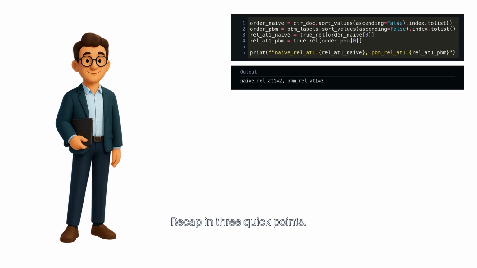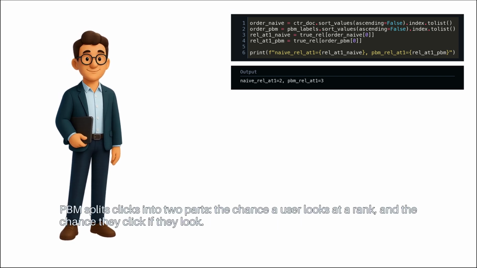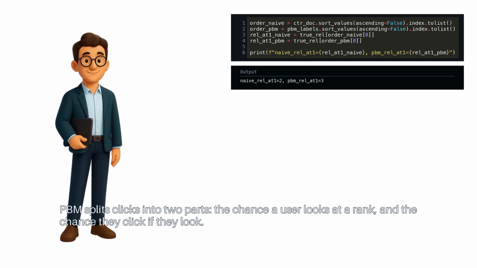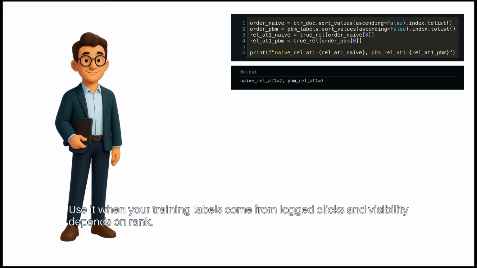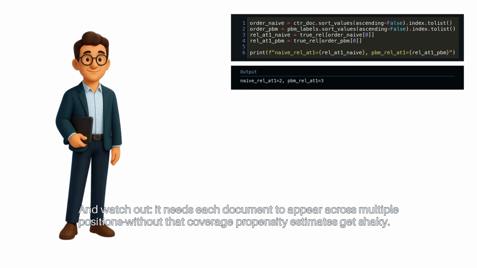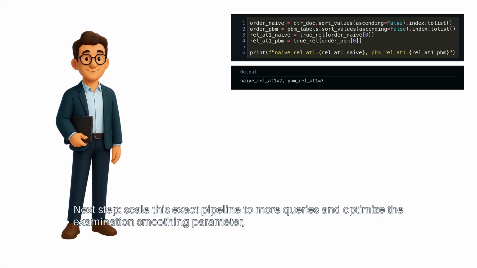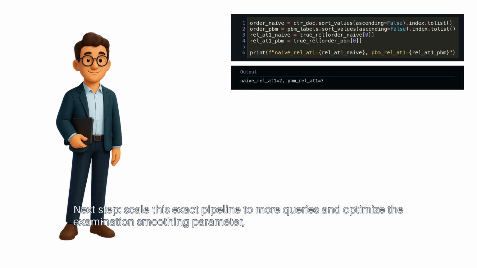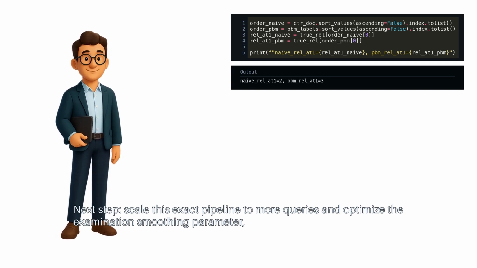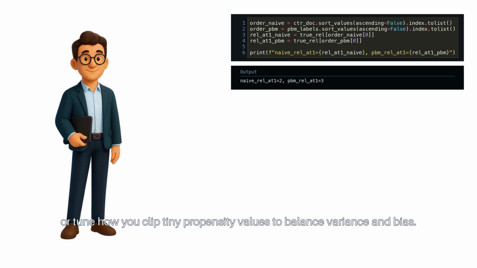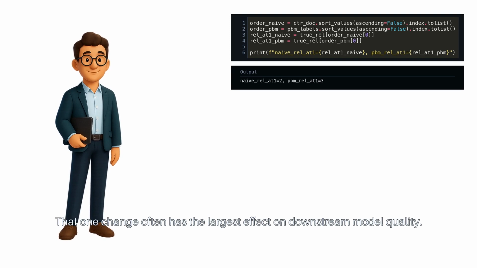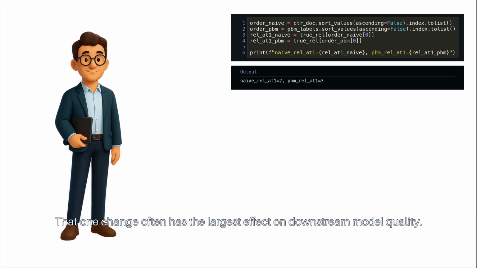Recap in 3 quick points. PBM splits clicks into 2 parts: the chance a user looks at a rank and the chance they click if they look. Use it when your training labels come from logged clicks and visibility depends on rank. And watch out, it needs each document to appear across multiple positions. Without that coverage, propensity estimates get shaky. Next step, scale this exact pipeline to more queries and optimize the examination smoothing parameter. Or tune how you clip tiny propensity values to balance variance and bias. That one change often has the largest effect on downstream model quality.